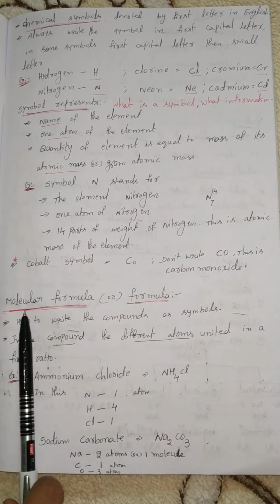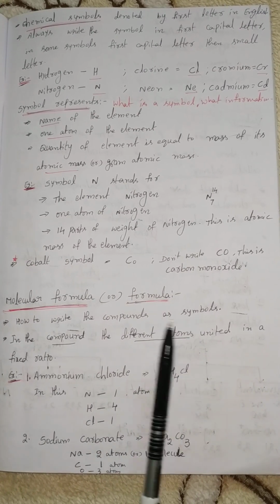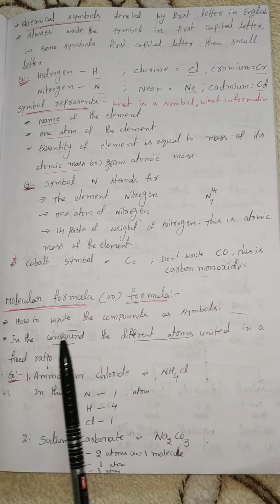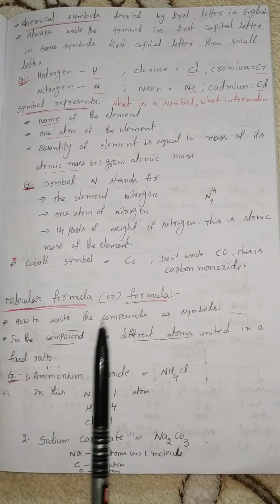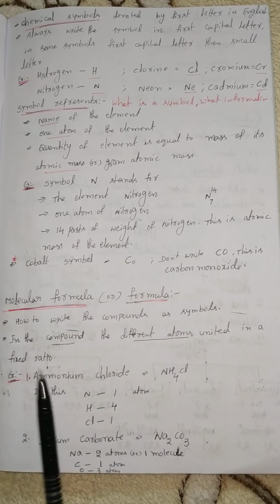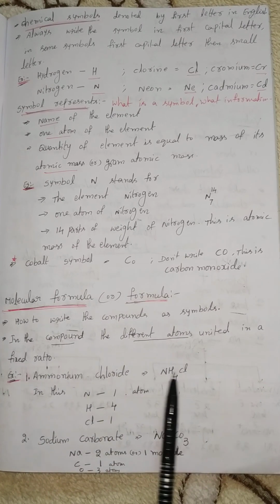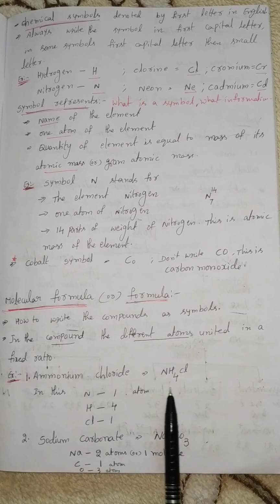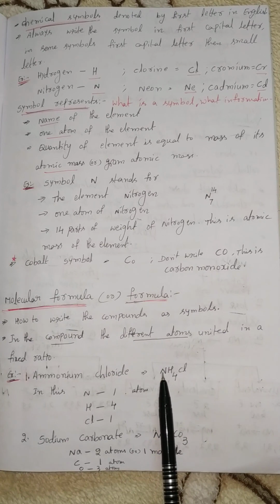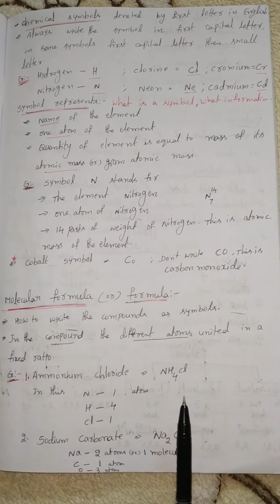Next one, molecular formula. How do we write the molecular formula? How to write the compounds as symbols? In a compound, the different atoms are united in a fixed ratio. For example, ammonium chloride. How will we write the formula? We write NH4Cl. In this, nitrogen 1 atom, hydrogen 4 atoms, chlorine 1 atom.